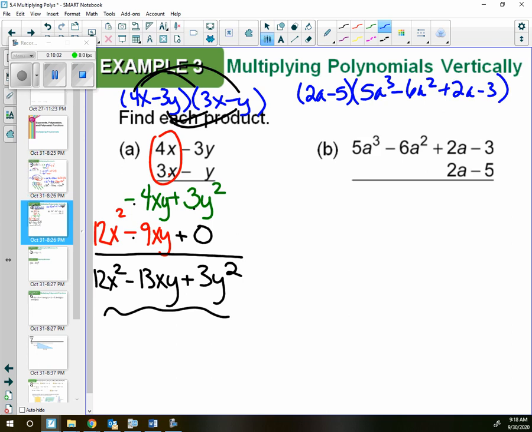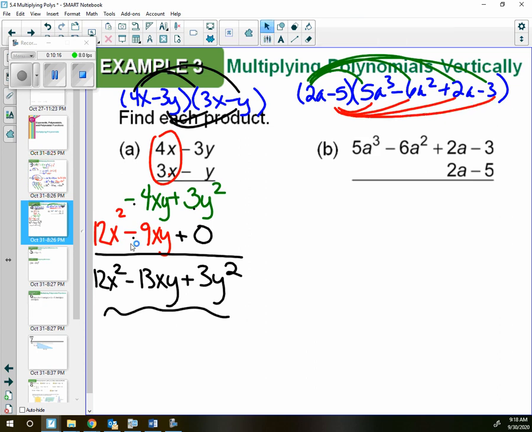Okay, so if you're going to do this horizontally, you would be distributing the 2a times all 4 of those terms, and you would be distributing the 5, that minus 5, times all 4 of those terms. So we have that as an option as well. So I'm going to do this one vertically, and then you can see how you like that, and then I'll contrast that with doing the horizontally, and you can see which multiplication works better for you.